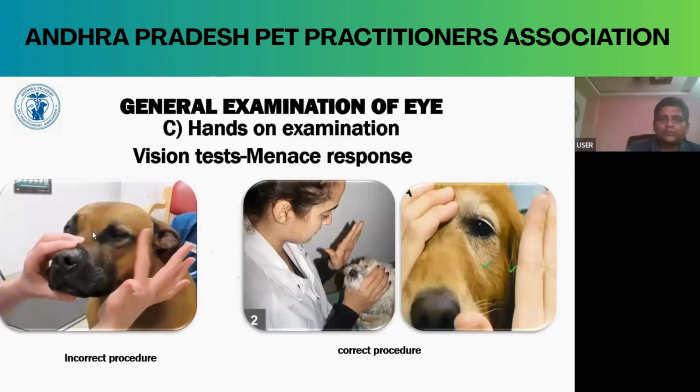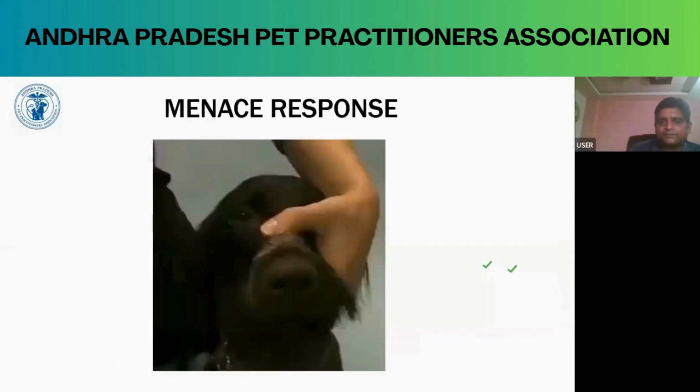So the incorrect procedure, here the doctor is doing the menace response without closing the other eye. So this is a wrong procedure. Here you can appreciate the correct procedure. One eye should be closed and you have to examine or give the threatening response to the other eye. So this is the correct procedure, which we can appreciate in the second and the third images.